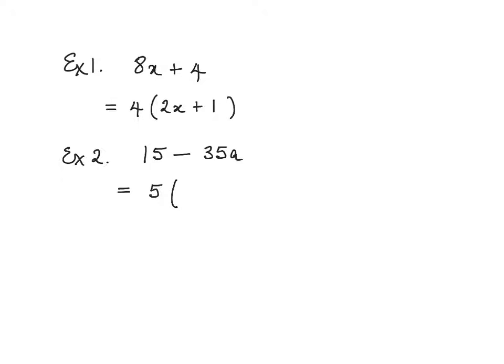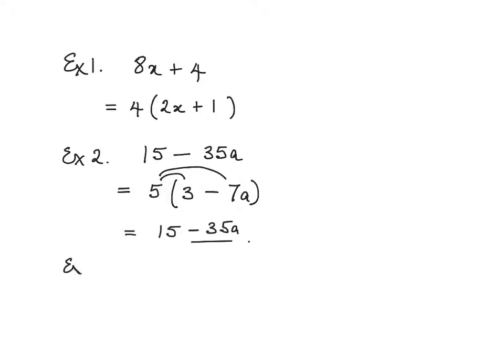5 times what gives me 15? 5 times 3 gives me 15. 5 times what gives me 35a? Well, that must be 7a. And if you want to check, we could have done this with example 1, then you can expand the bracket again. You've done a lot of expanding brackets recently.